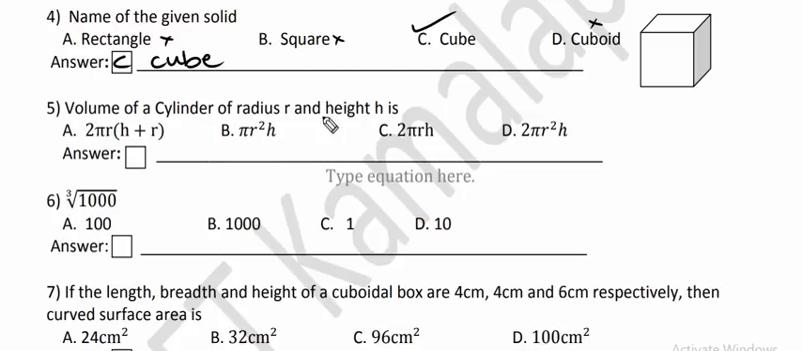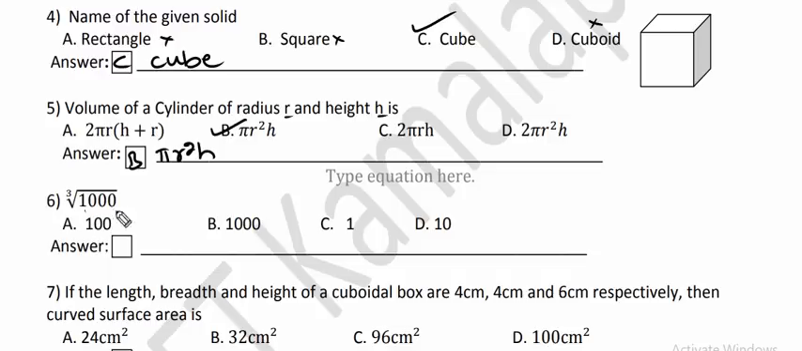Volume of the cylinder of radius r and height h is, if they give the cylinder, the volume of the cylinder of radius r and height h is pi r square h. Option B, pi r square h is the correct answer.